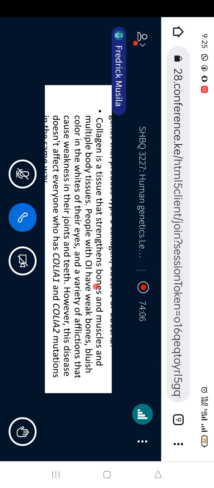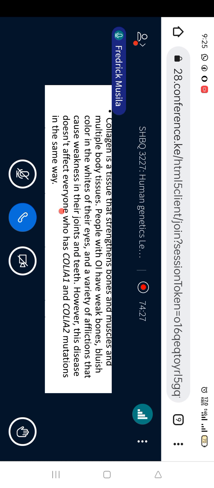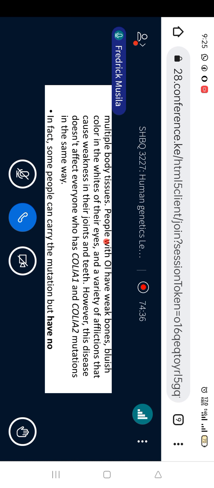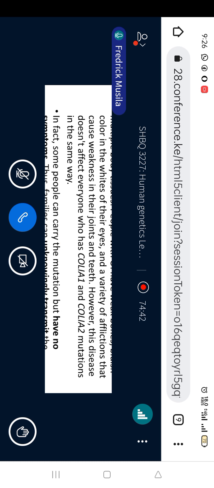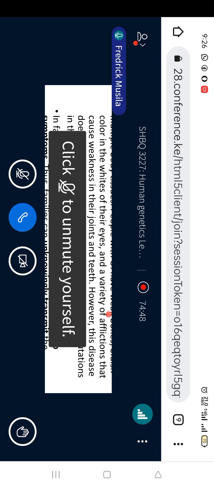The penetrance can actually be estimated because you have the mutation in either COL1A1 or COL1A2. Under normal circumstances, we expect you to express osteogenesis imperfecta, whereby you will have all these symptoms: bluish color in the whites of your eyes, weakness of bones, teeth, etc. But not all people with this mutation will actually have osteogenesis imperfecta. So that's a very nice example of incomplete penetrance. In fact, some people carry the mutation but have no symptoms. They're just normal people. They're very energetic. They're not even weak.